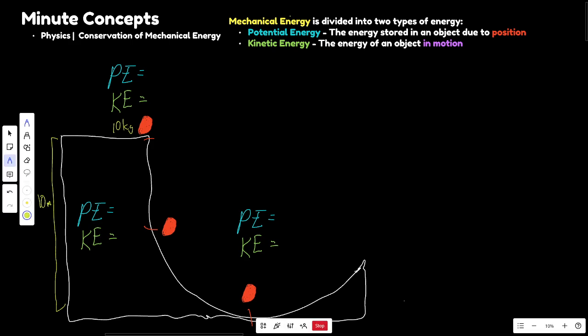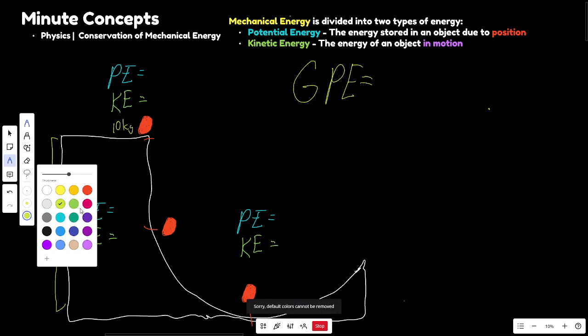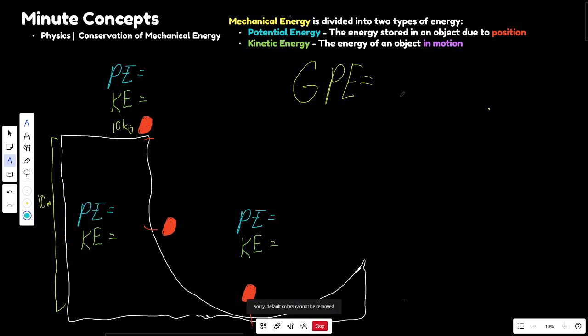So in potential energy, there's actually another name for it, which is gravitational potential energy. And this is basically describing potential energy as the energy stored inside an object due to its position, as you can see here. And the formula is given as mgh, where h is the distance from the ground.